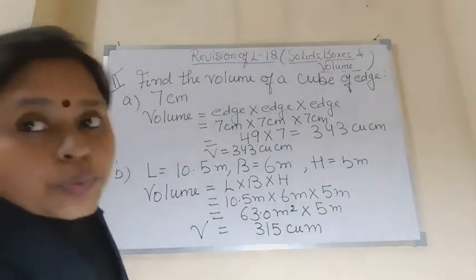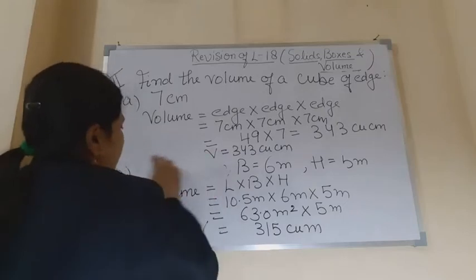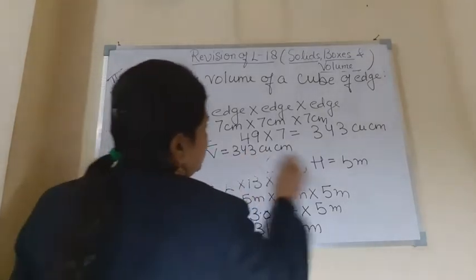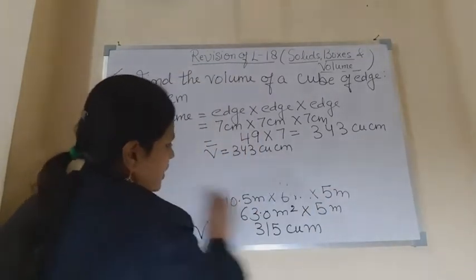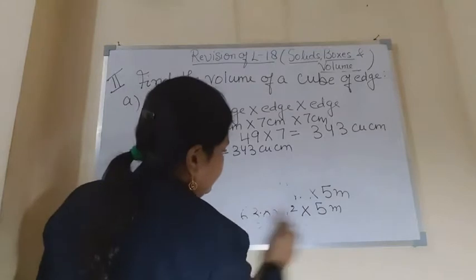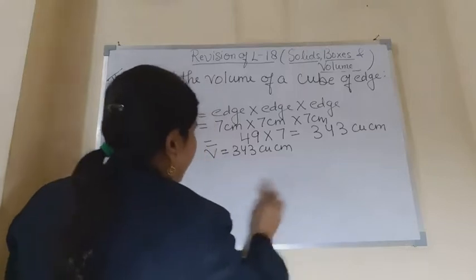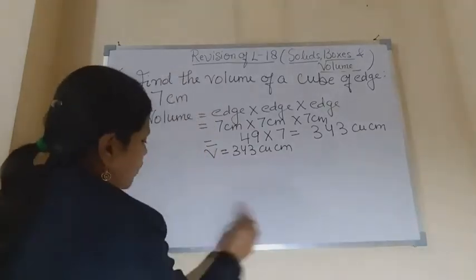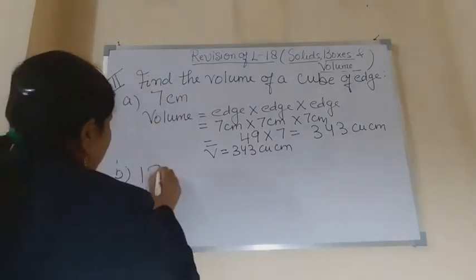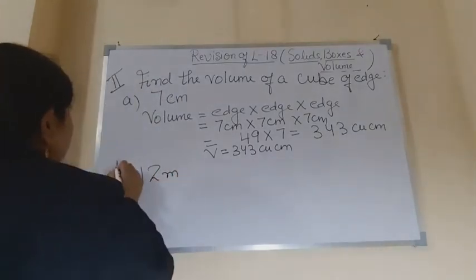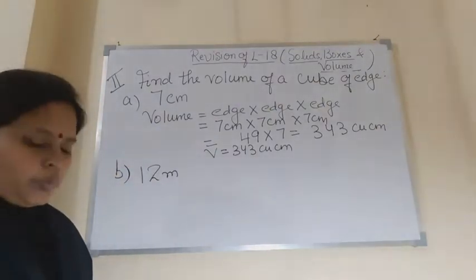Now let's do another question. So again we will find out the volume of a cube, but this time the edge is different. And what is the edge? Let us see. So children, in this cube whose volume we are supposed to find out, the edge is equal to 12 meter. So this is the B part of question number 2. So the edge is equal to 12 meter.